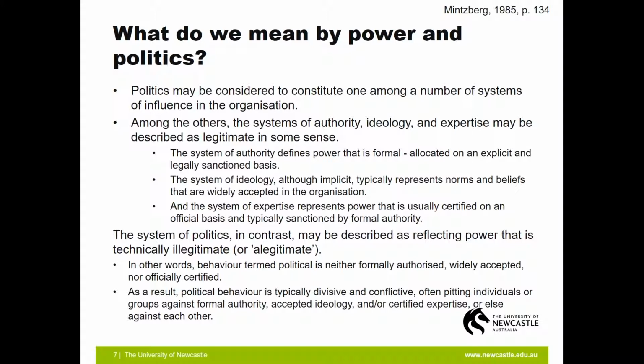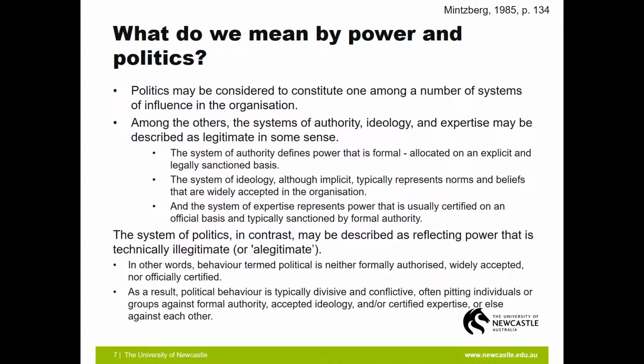So the terms are fairly intuitive. A system of authority defines power that is formal, that's allocated on an explicit and legally sanctioned basis. That is probably best described through the roles that people play in organisations, the formal job titles and roles that individuals have, their particular place in an organisational hierarchy, the level at which they are at. That all forms part of the system of authority. So it's very clear. What we mean by explicit and legally sanctioned is that everybody knows it, they understand it. It's probably what's portrayed to the public or to stakeholders and shareholders. This is how we operate in the organisation. So it's quite open and transparent.